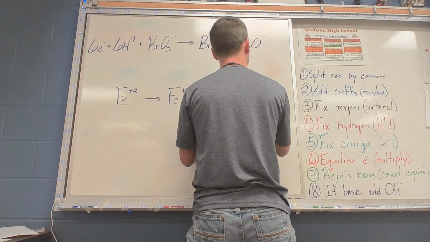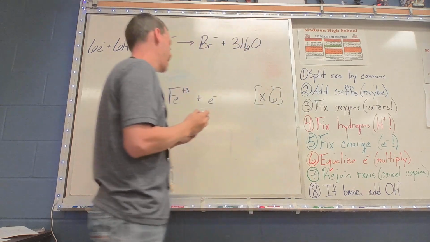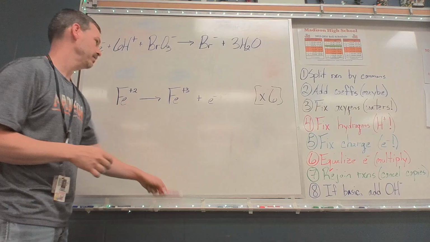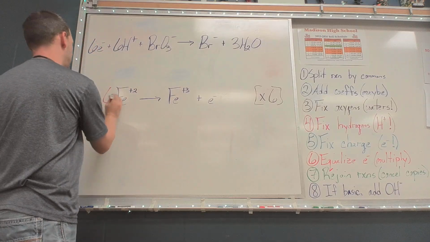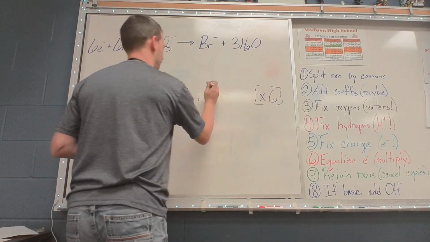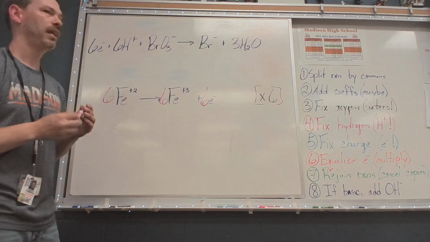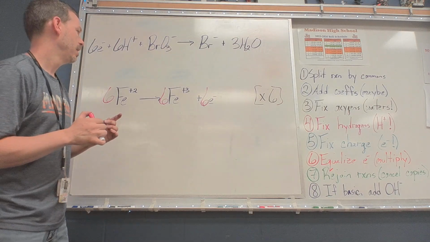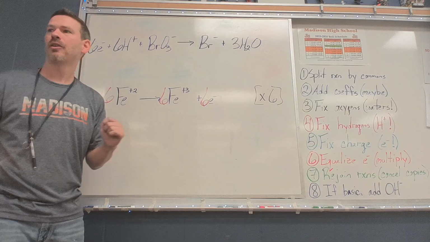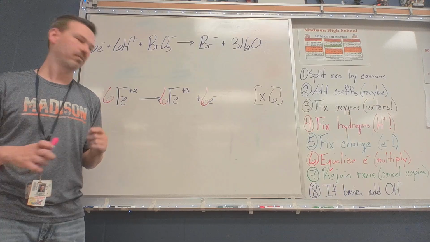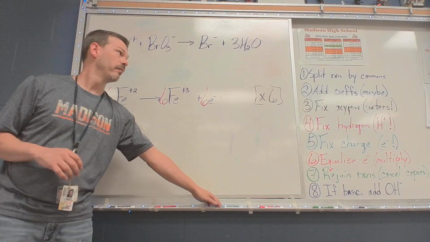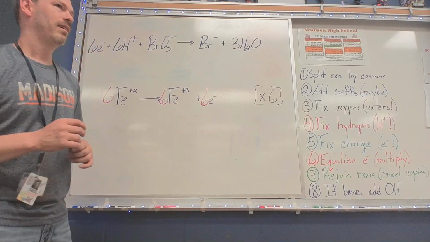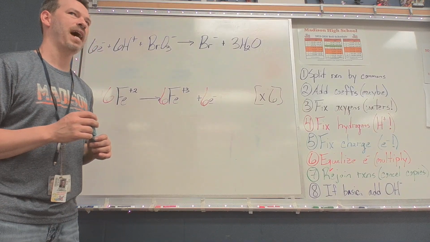If I multiply the bottom reaction by 6, I will get 6, 6, 6. But now the electrons match each other. Ask questions if you have them.